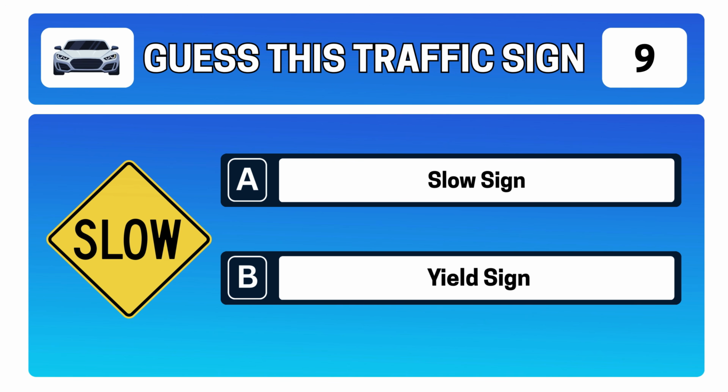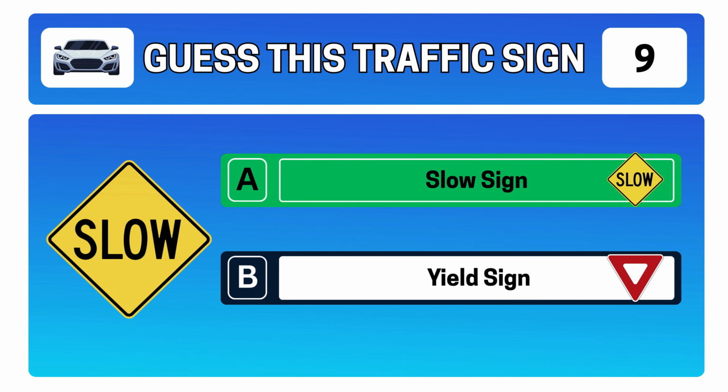Guess this traffic sign. A. Slow sign. B. Yield sign. Perfect. It is the slow sign.